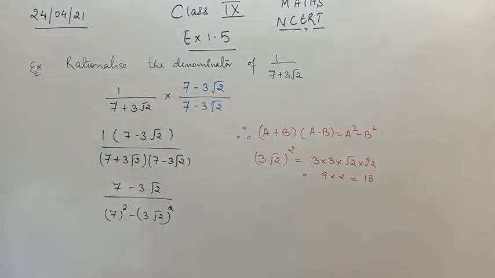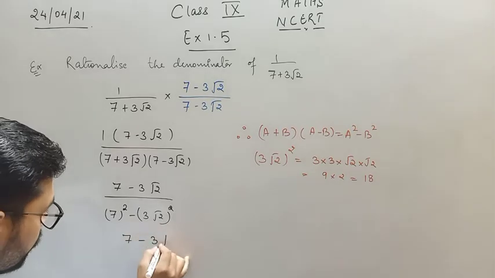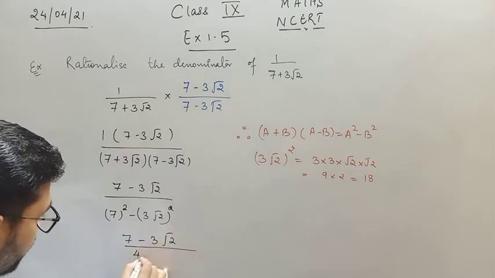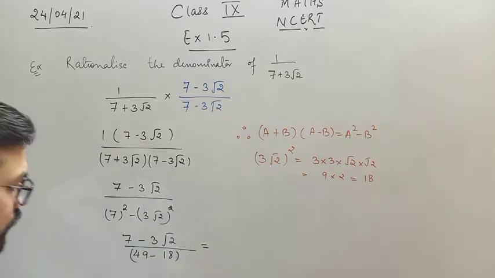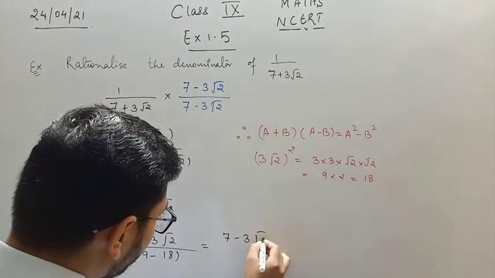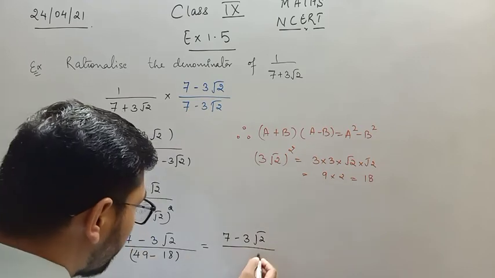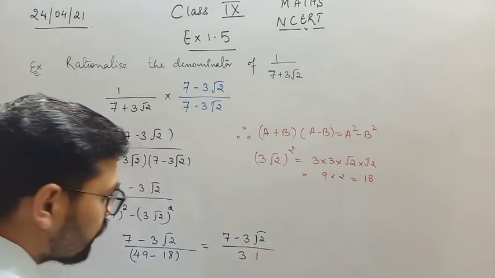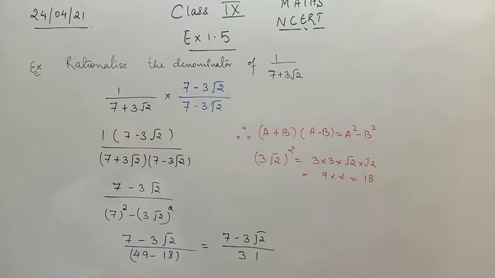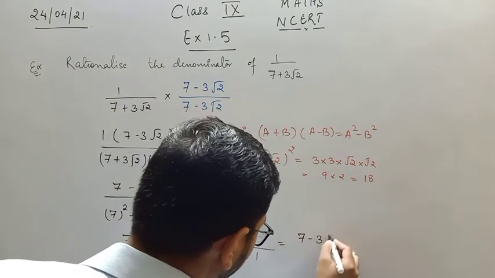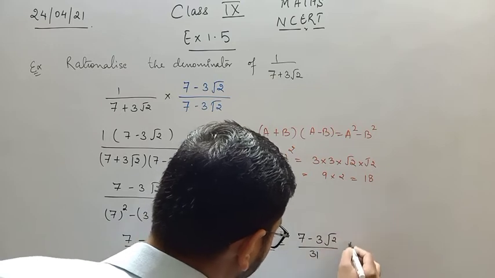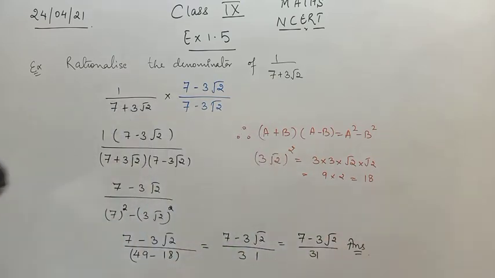I think this is clear to you all. So 7 minus 3 root 2 in the numerator divided by 7 7s are 49 minus 18 in the denominator, right? So I can write 7 minus 3 root 2 divided by 49 minus 18, which is 31. So 7 minus 3 root 2 upon 31 is your answer. Note it down fast, then we will start with some questions of exercise 1.5. Okay.